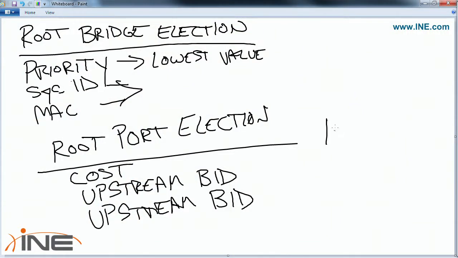How's the EtherChannel cost calculated? It's the addition of both of the bandwidths. Okay. So if you have two Fast Ethernet links and you bundle them together, it would be the same as saying bandwidth 200 megabits per second.